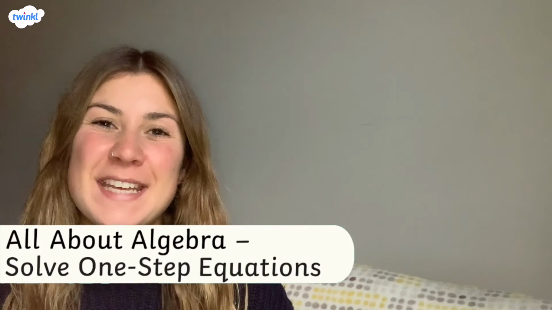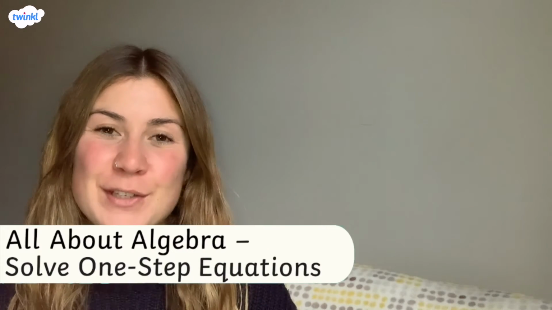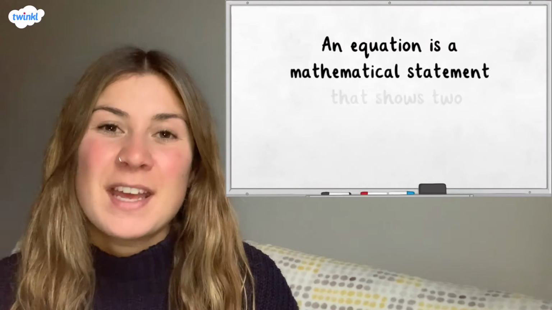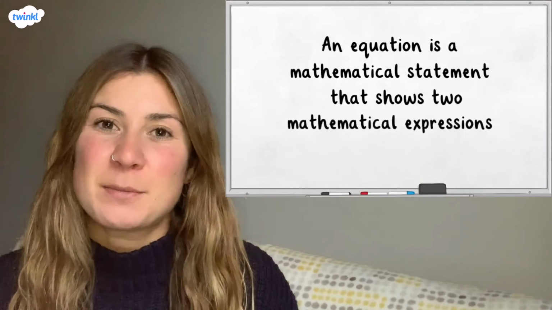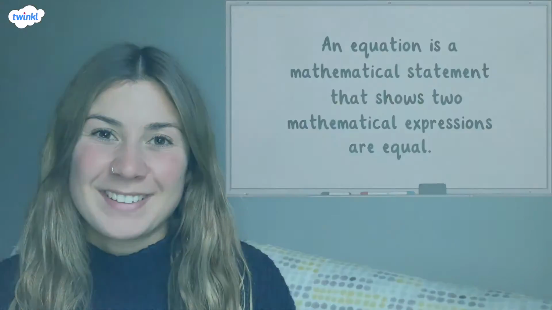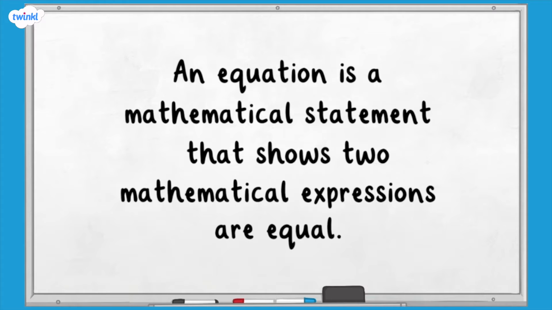Hi, this video is here to help you solve one-step equations using algebra. An equation is a mathematical statement that shows two mathematical expressions are equal. This is shown using an equal symbol. An equation is different from an expression because in an equation, the algebraic letter will have a set value.